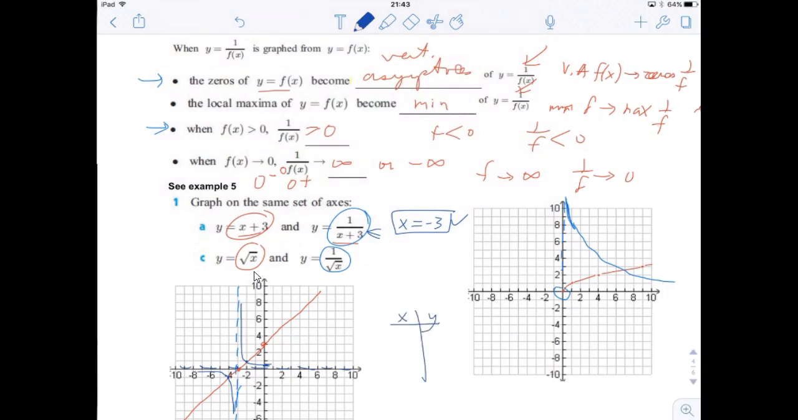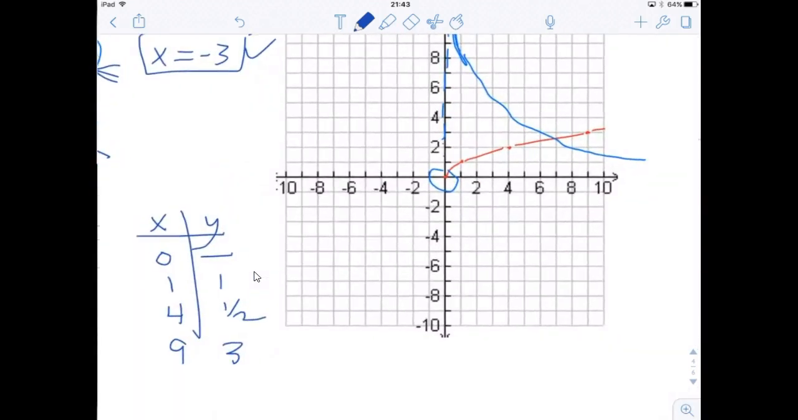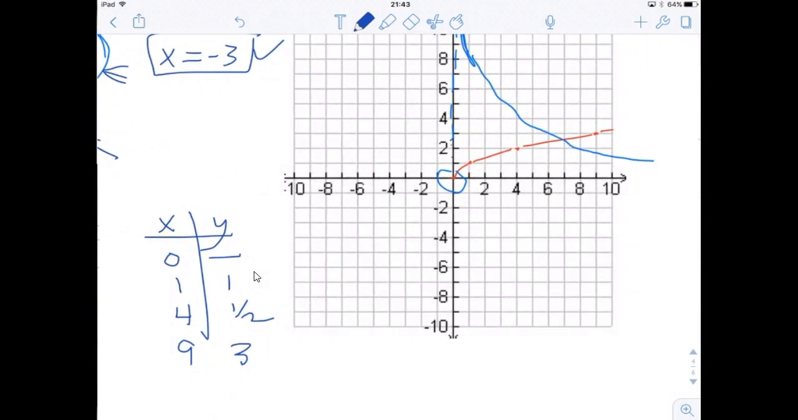So if we put in 0, of course, that's an illegal value, so we get an asymptote. Okay, I'm not going to put an X, that's confusing. I'll put a line. If we put in a 1, 1 over square root of 1 is just 1. If we put in a 4, 1 over square root of 4 is 1/2. And then if we put in a 9, 1 over square root of 9 is 1/3. So let's try to graph these points. We'll graph 1, 1, 4, 1/2, and 9, 1/3.